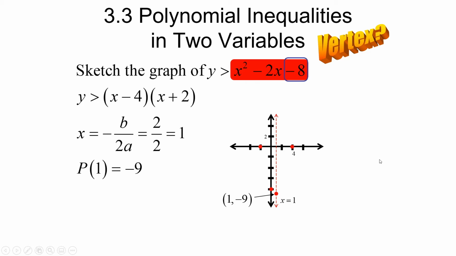Now I need to think too: y is greater than x squared minus 2x minus 8. So when I draw my parabola through those four points, I'm going to draw it as a dashed line, a dashed curve, I should say. And there it is. Now, sketch the graph of y is greater than x squared minus 2x minus 8. Wouldn't that be everything above that dashed parabola, or everything on the inside of the parabola? And there's the perfect graph: y is greater than x squared minus 2x minus 8.